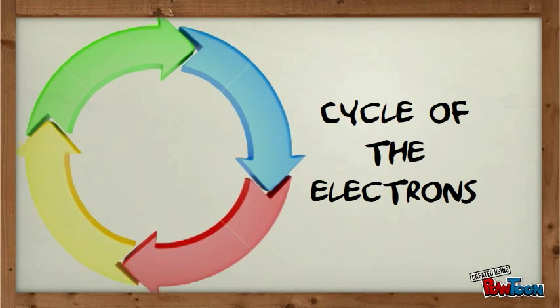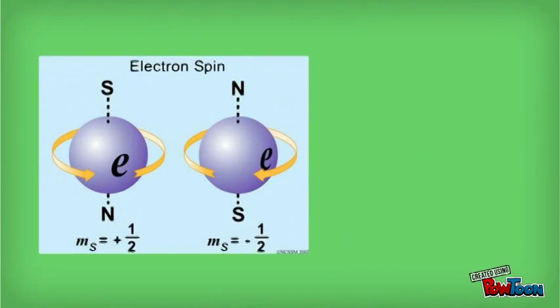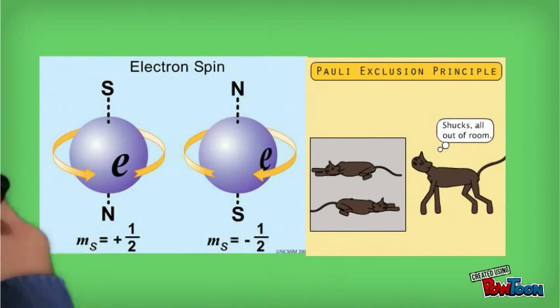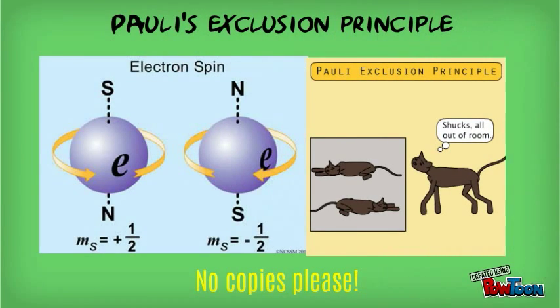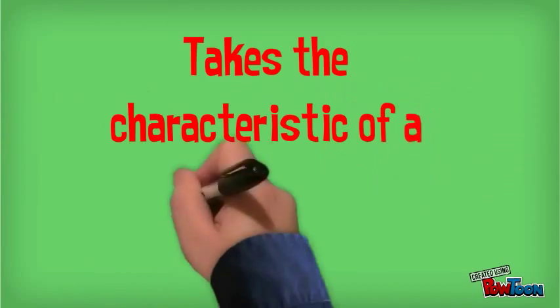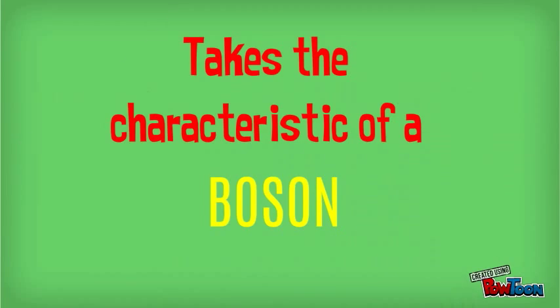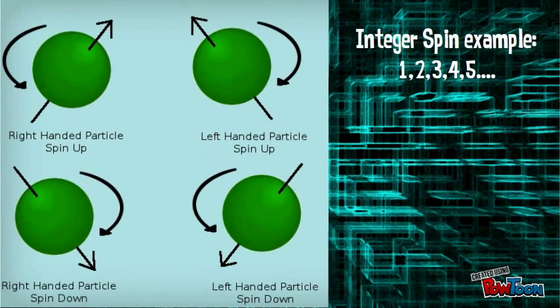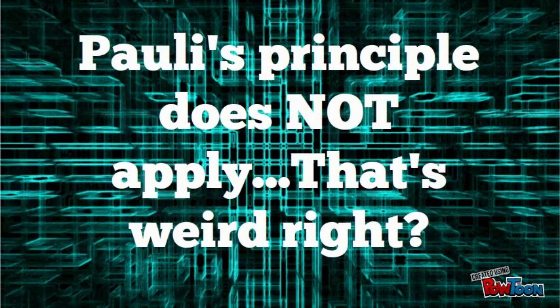Despite Pauli's exclusion principle, stating that two electrons with the same quantum number cannot come together, the electrons in a superconductor take the characteristic of a boson. Bosons are particles which have integer spin. Therefore, they are not constrained by Pauli's exclusion principle.